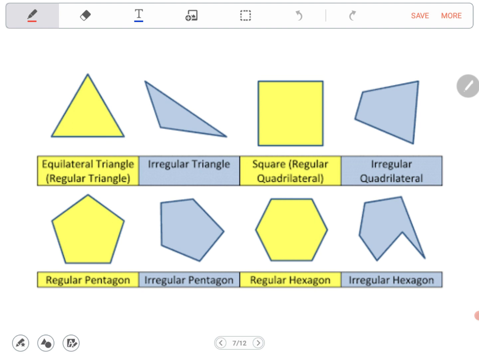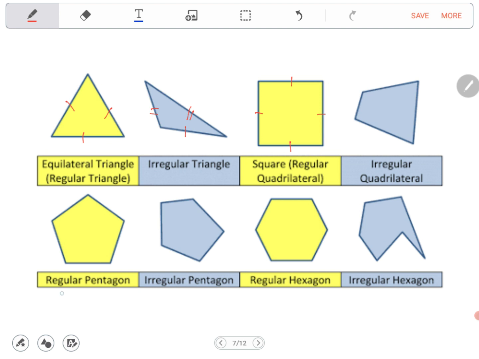All right, so let's compare between the regular and irregular shapes. Here we have an equilateral triangle, which means all 3 sides are equal, but the same cannot be said for this one because the sides are not equal. And then we can have a square. All sides are equal in a regular quadrilateral, which is a square, but in an irregular quadrilateral, we can see that the sides are different.